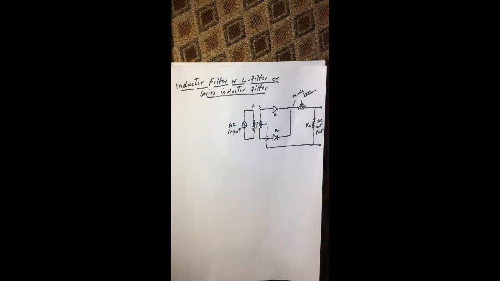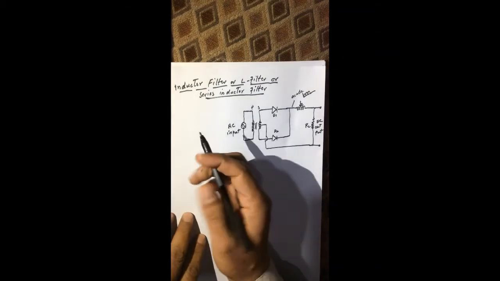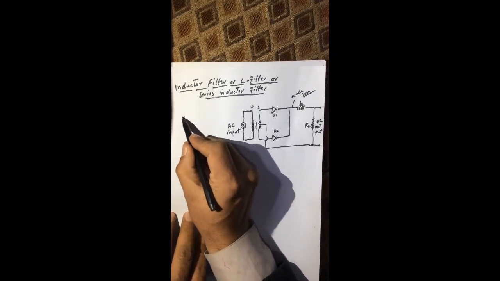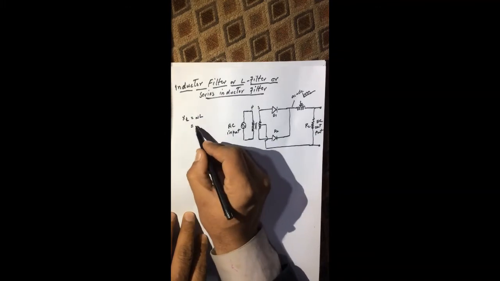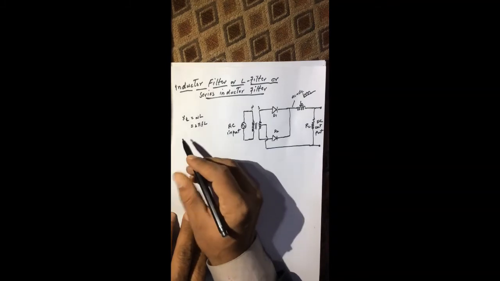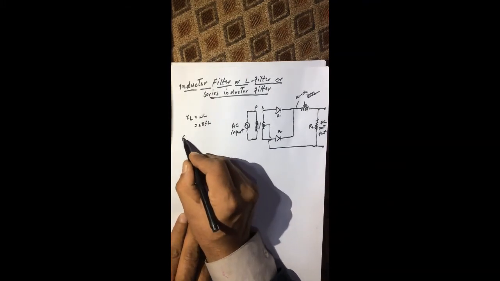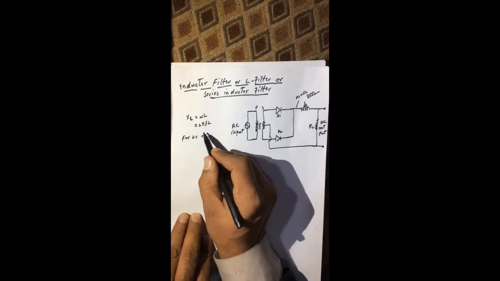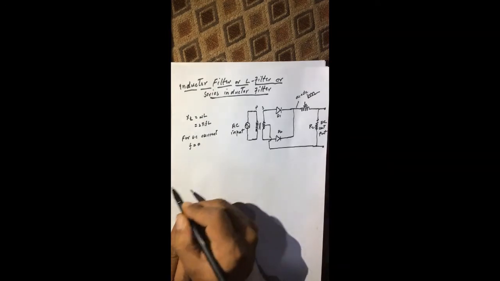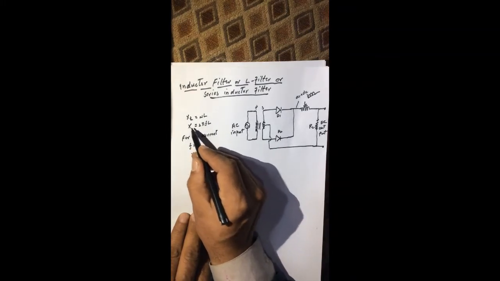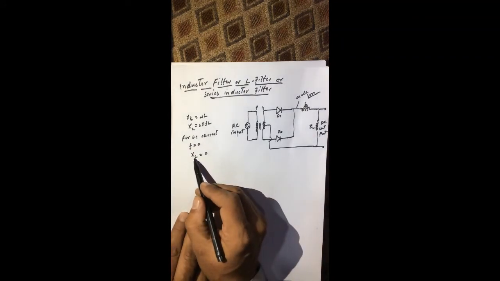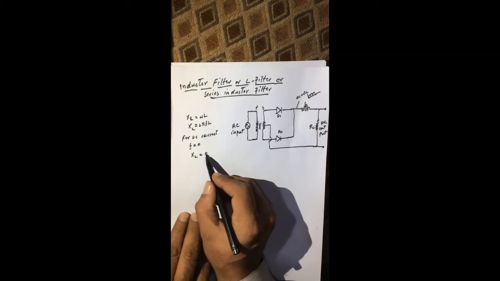Now, before we discuss the inductor filter further, the inductive reactance of an inductor is XL, which is equal to omega L, which is also equal to 2 pi F L. For DC current, the frequency is 0. If I put F equal to 0 in this equation, we get XL equal to 0. So this inductor offers zero resistance to the DC current.